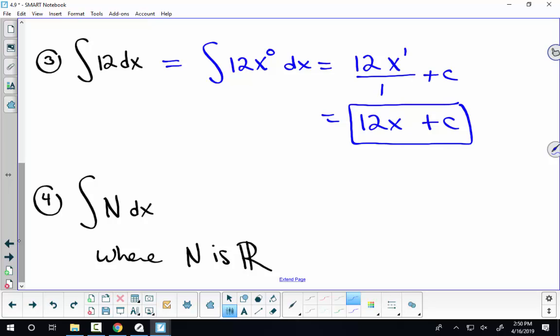So if we take the antiderivative of any real number, what would the answer be? We're just adding an x to that number, plus c. So the antiderivative of -4 is -4x plus c, and so forth.